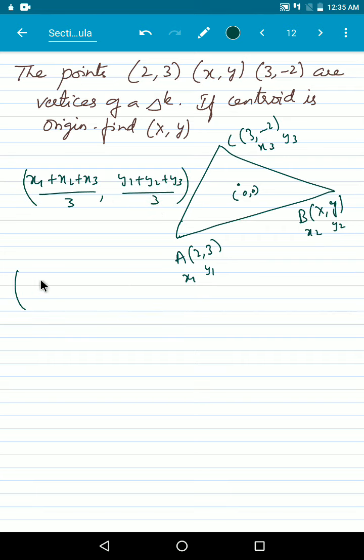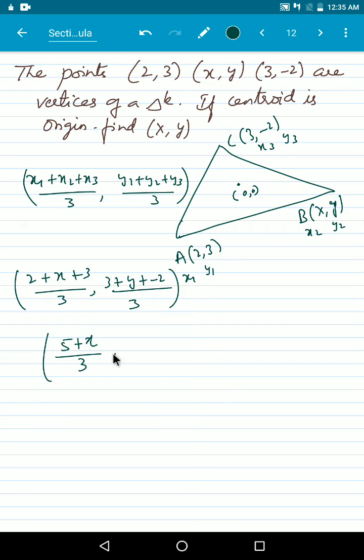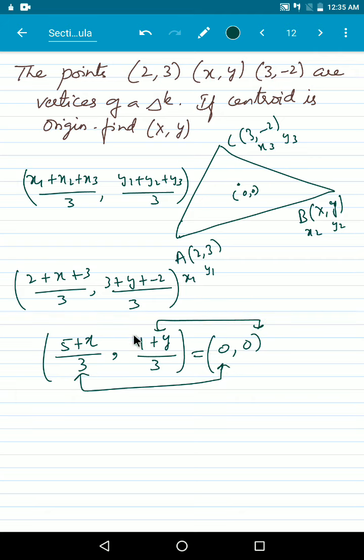So this is (2 plus x plus 3) divided by 3. And for y, 3 plus y plus minus 2. So this is 2 plus 3, 5, 5 plus x divided by 3, and 3 minus 2 is 1, 1 plus y divided by 3. This is given as the origin because the centroid is the origin, right? So if we equate the abscissas and ordinates, we'll get the values of x and y.